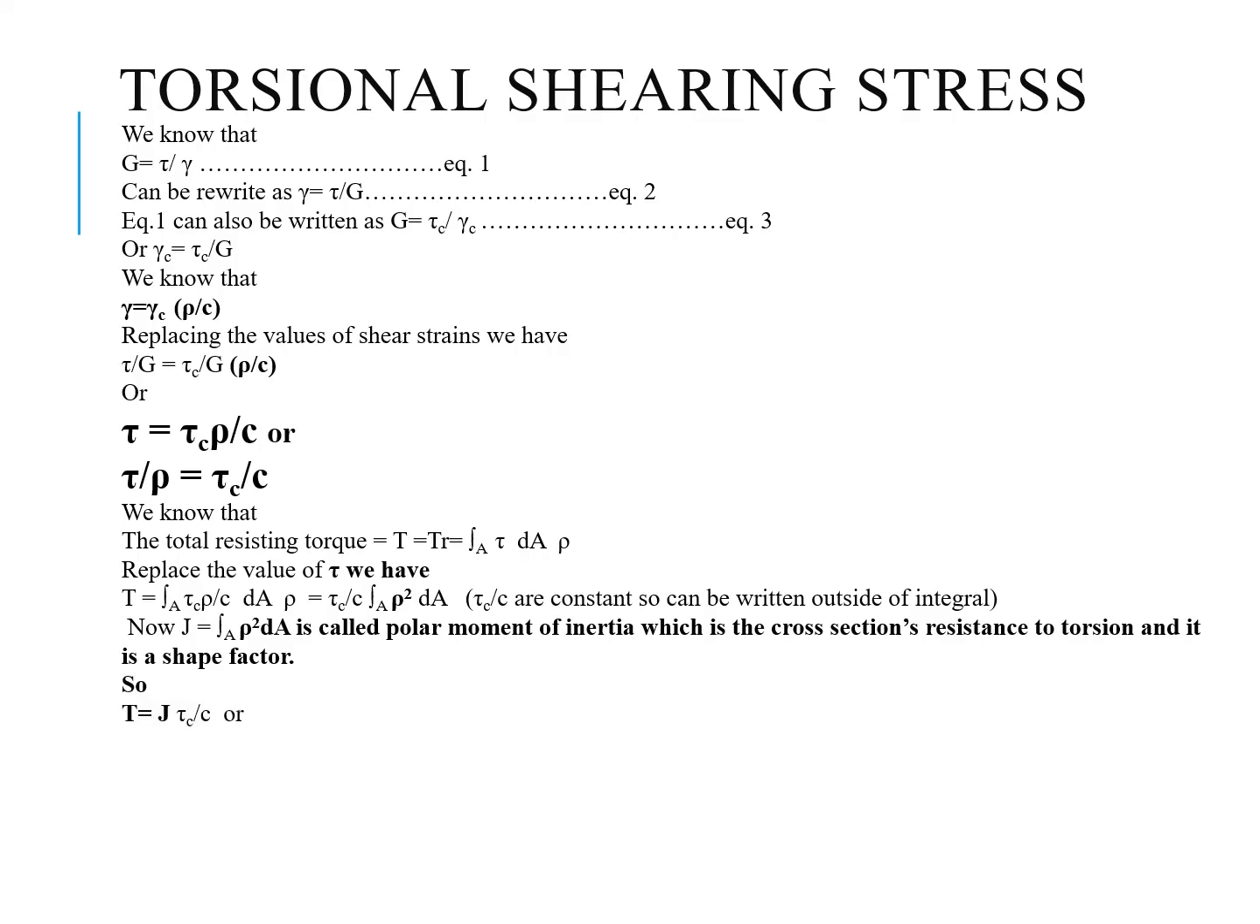So this formula will be compiled as T is equal to J into tau_c over c, and we already know that tau_c over c is equal to tau over rho. So the formula can be written as T is equal to J tau over rho, where J is the polar moment shape factor, tau is the shearing stress at any point rho distance away, and T is the total torque transferred.